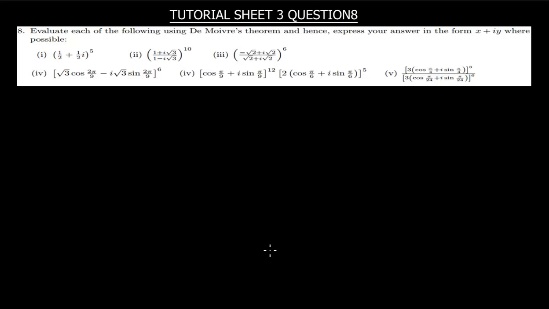Hi everyone, so this is question 8 from tutorial sheet 3, and the question says evaluate each of the following using the Moivre's theorem, hence express your answer in the form x plus iy where possible. So I'll pick out some questions which seem to be difficult from this question. Those are the ones that I'm going to do.